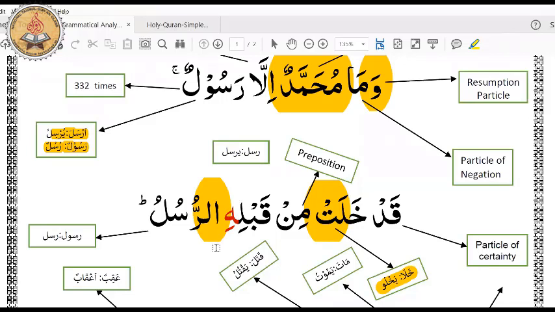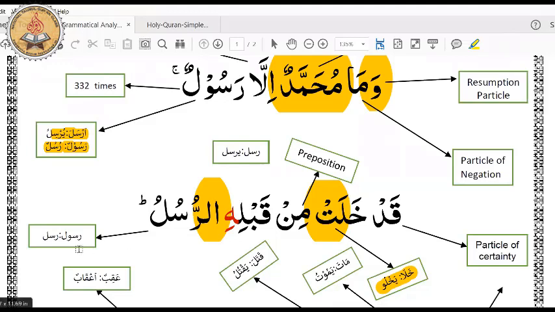Ar-Rusul, all. Now, at the advent of the Prophet Muhammad ﷺ, the same word has been used here, the same pattern: قَدْ خَلَتْ مِنْ قَبْلِهِ الرُّسُلُ, Ar-Rusul. All the prophets have been mentioned, and no window of exception has been opened here, not illa, but it is a full stop here, and the next message is continuous, but very powerful.